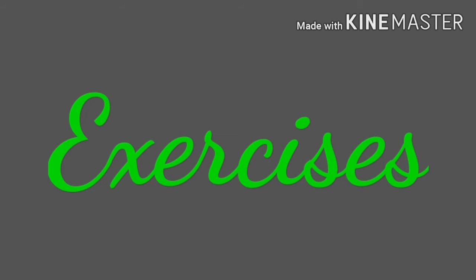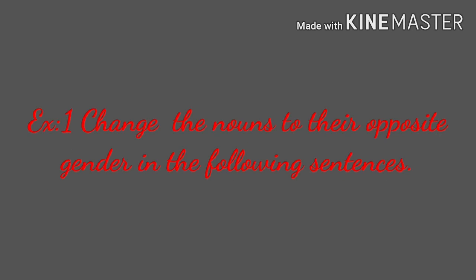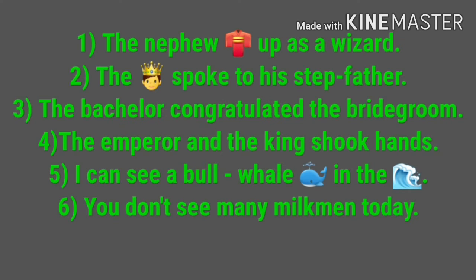Let's discuss some exercises to understand the topic clearly. Exercise number 1. Change the nouns to their opposite gender in the following sentences. First one. The nephew dressed up as a wizard.